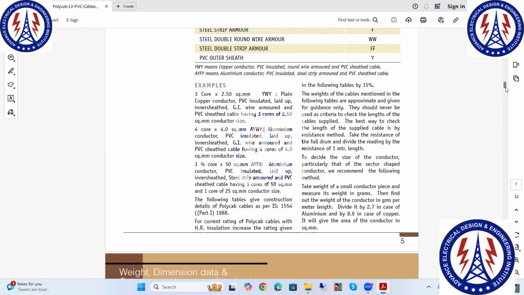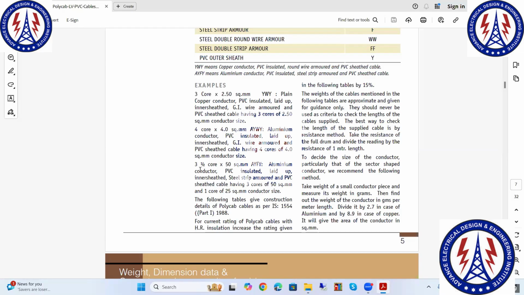Any new person, can you explain this cable, 3.5 core 50 square mm? What is this half core? Neutral. Half core is the neutral. 3 is the phase cable and the half is the neutral cable. The 50 square mm is the phase conductor and neutral is just half, so that is 25 square mm.